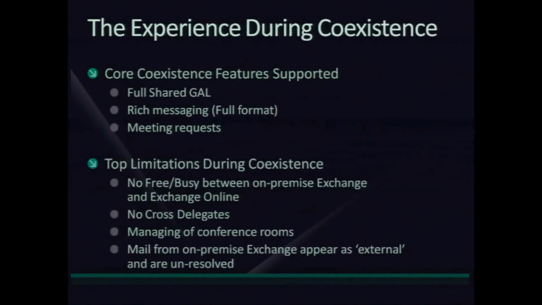All right, so now you're in this coexistence state. Some things to think about in coexistence: these are the things that we do and do not support. We get a full GAL because of the directory sync. Mail flow will work great. You have rich messaging, meeting requests, things like that. You do not get free/busy. You do not get cross delegates, so you can't have somebody delegate to someone else. You can't manage conference rooms; someone on premise can't manage a conference room that's in the cloud. And any mail from your on-premise Exchange, because it's going across the internet, appears as if it's from an internet address. It will look like an SMTP address versus a GAL recipient. Those are the main limitations during coexistence.